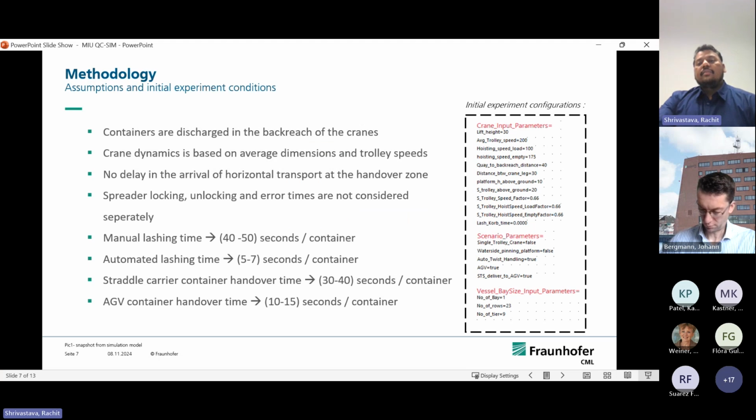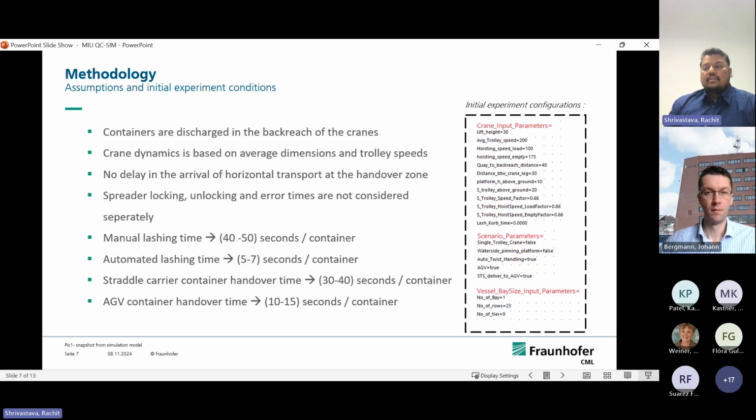Coming to the next slide, basically an important slide which deals with the assumptions and the initial experiment conditions we took during the experimentation. So the assumptions are that every container being discharged by the crane, whichever crane, that is single trolley or double trolley, always happens in the back reach. And then the crane dynamics, which are basically average dimensions, and the trolley speeds, which we have referred from some of the literature from the crane manufacturers. So we didn't focus on a specific model, but we tried to cover the average dimensions and the trolley speeds.